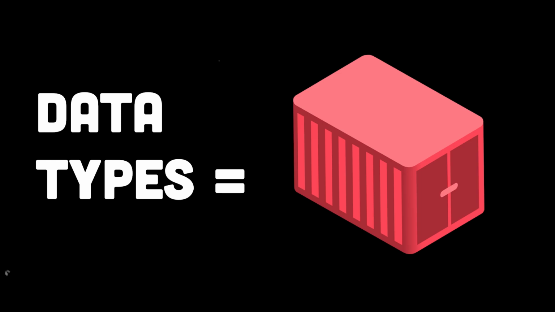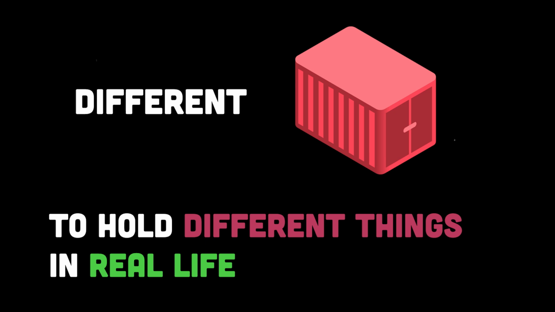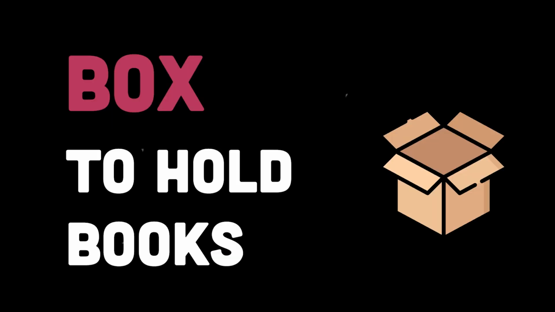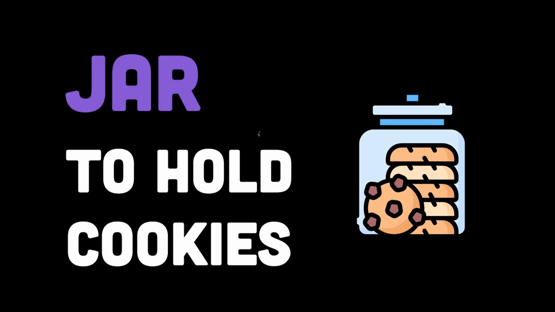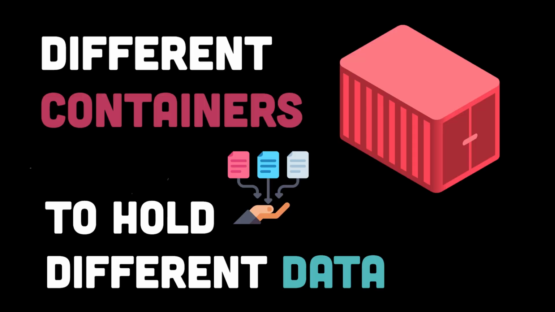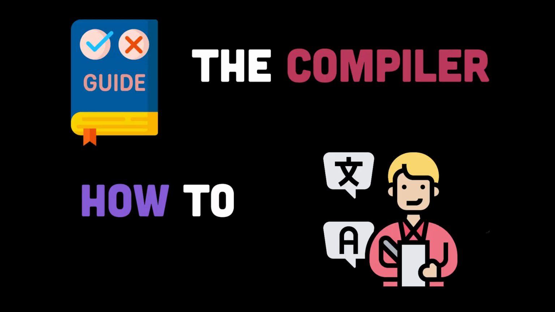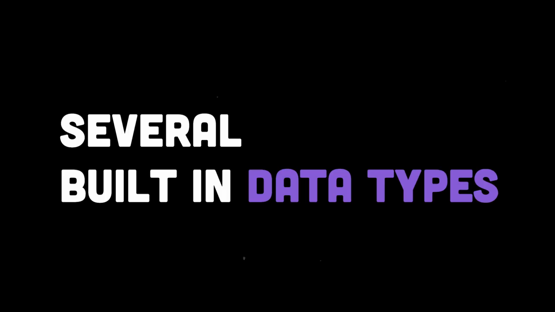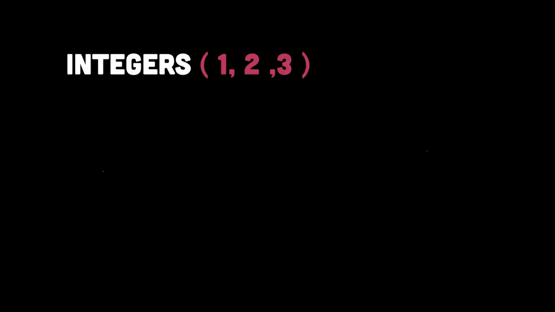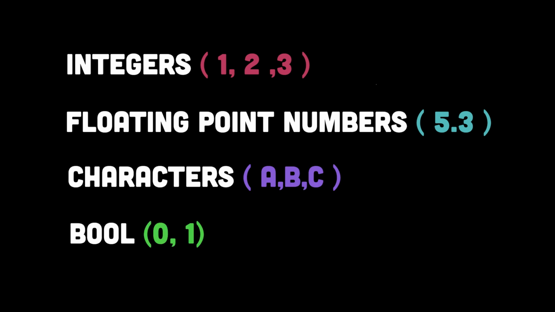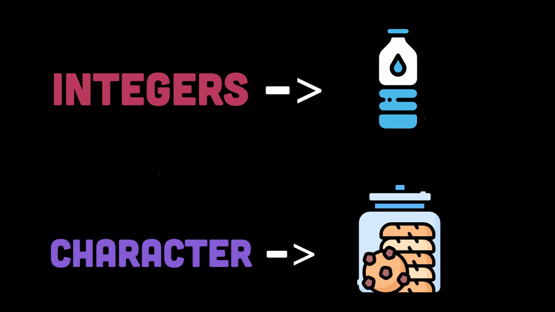Data types are like containers that hold different kinds of information, just like how you use different containers to hold different things in real life, like a box to hold books, a jar to hold cookies, or a bottle to hold water. Programming has different containers to hold different kinds of data. In C programming, a data type is a classification of data that tells the compiler how to interpret and operate on that data. C provides several built-in data types, including integers, floating point numbers, characters, and booleans. Simply put, you can say we can hold data in a container of a specific type.